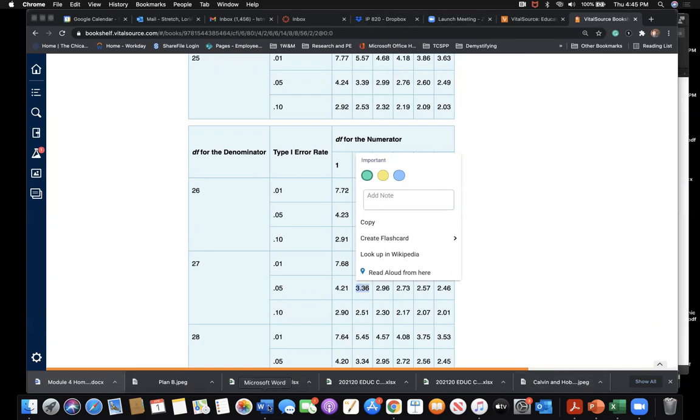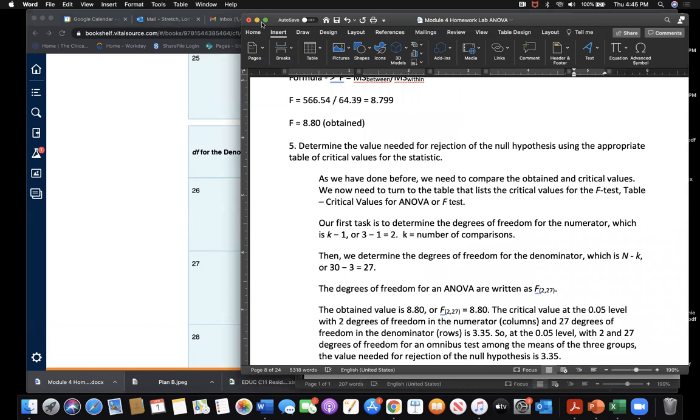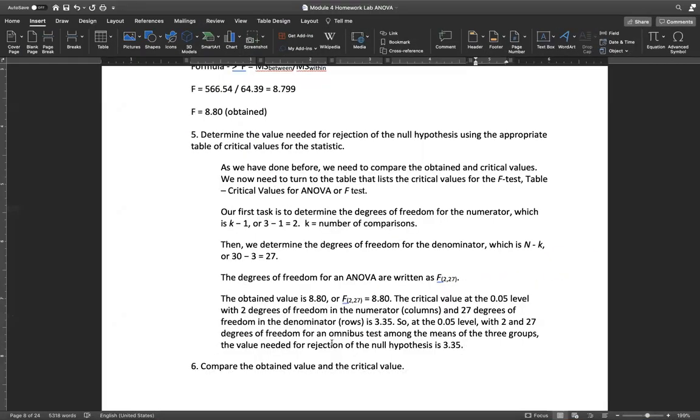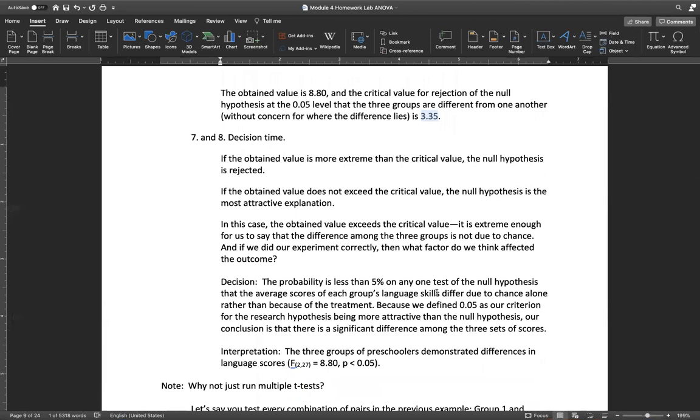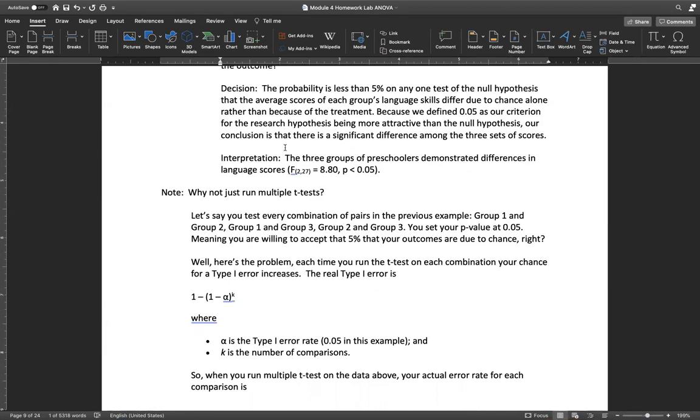We're only doing this if we're not using SPSS. All right, so we've looked that up. You can see 3.35 and 3.36 are about the same depending on which book you're looking at. We compare those. Our obtained value was 8.80, and that well exceeds the 3.35. Since the obtained is more extreme than the critical, we are going to reject the null. Our interpretation is that the 3 groups of preschoolers demonstrated a difference in language score at the 0.05 level.